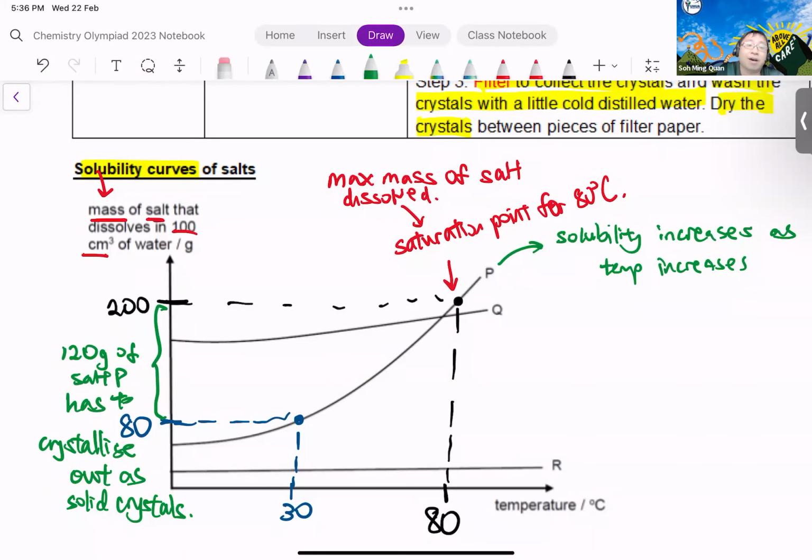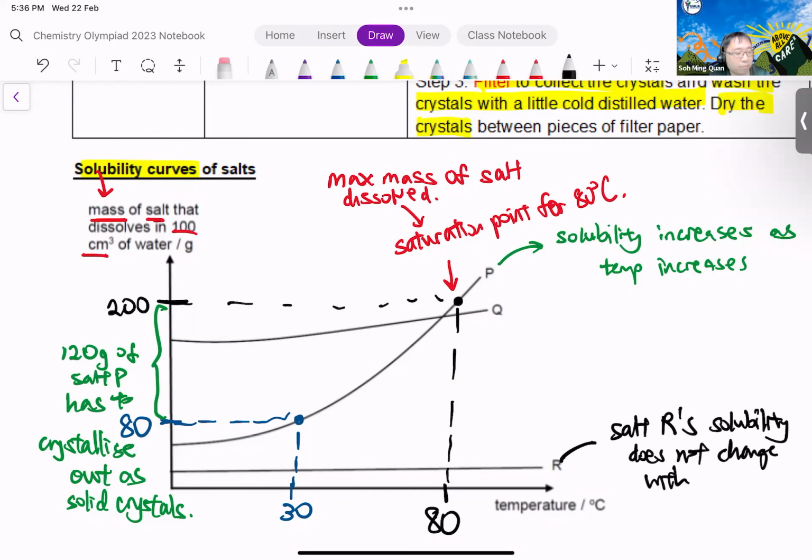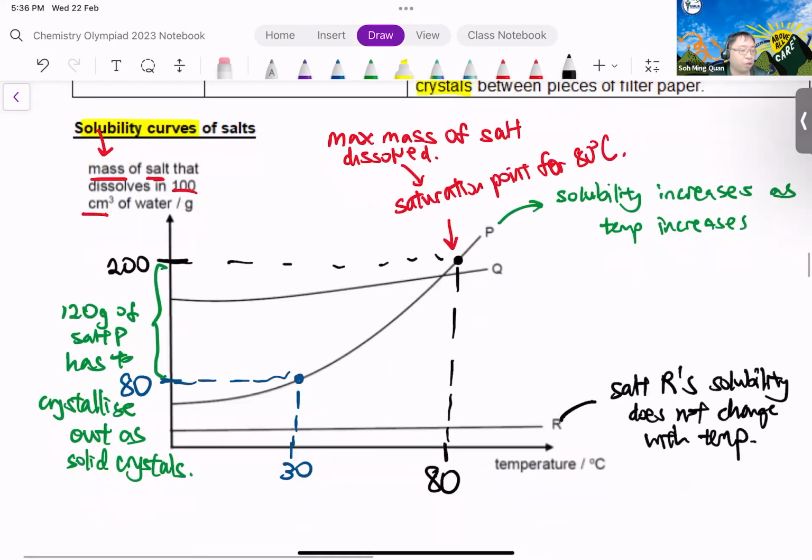Now, salt P is able to crystallize out because you can see that the solubility really increases with temperature. Now, if you look at salt R, it's a different story. Salt R solubility does not change with temperature. And because the solubility doesn't change with temperature, it is not possible to crystallize.